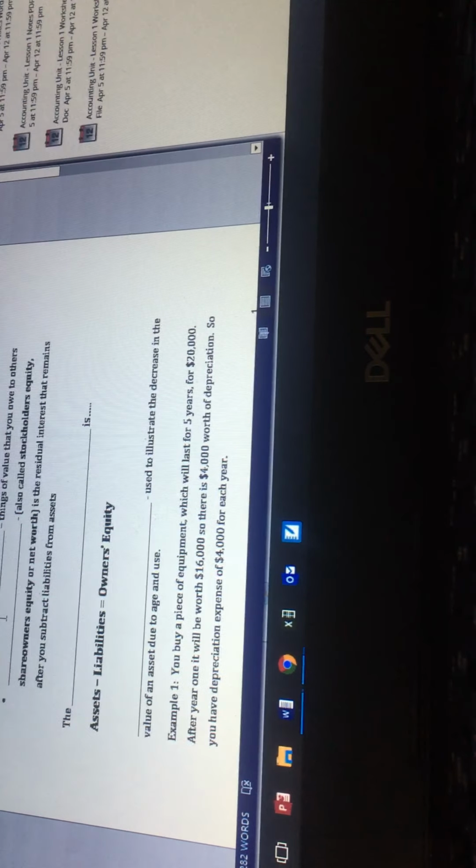What a balance sheet shows you is what a company's worth. It takes all the things that the company owns and lists them, their assets, and all the things that are owed by the company to others. They're called liabilities. So let's scroll down just a little bit. All right, so underneath balance sheet, assets are things that have value that you own or the company owns.